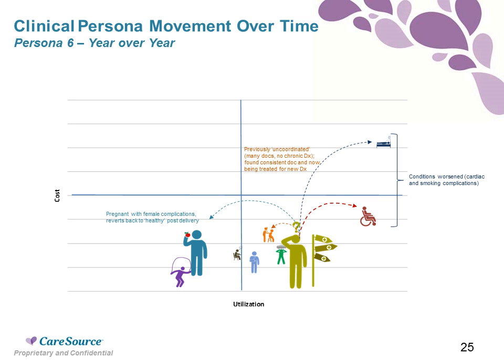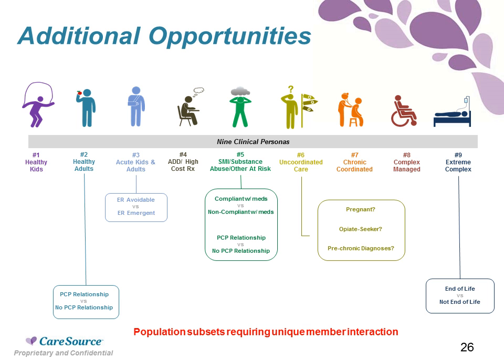And then we also have part of those folks who remain uncoordinated, unfortunately, and then they go on to be sicker and not controlled, into perhaps persona 9. And in that particular example, we had conditions worsening because of cardiac smoking complications and cardiac events. So this next slide just gives you some ideas of additional opportunities. We have many, many more than these, just tried to highlight some of the high-level ones here.